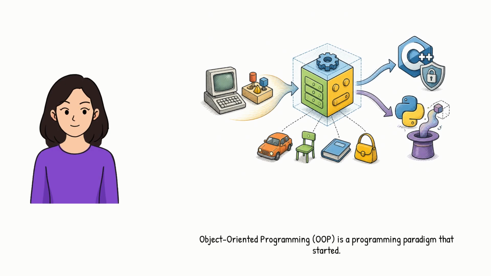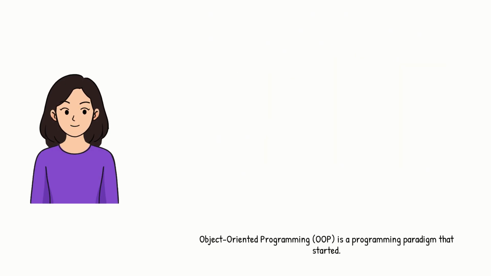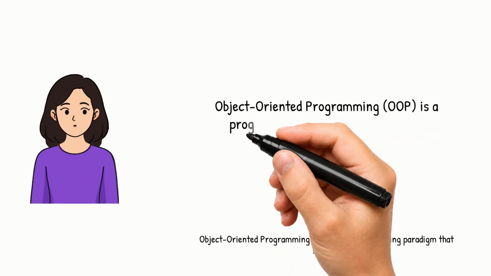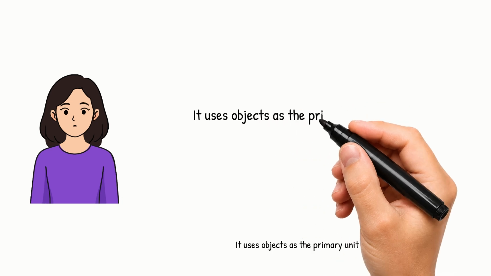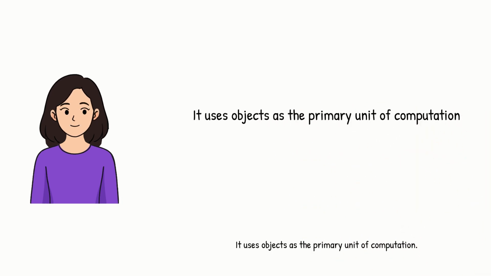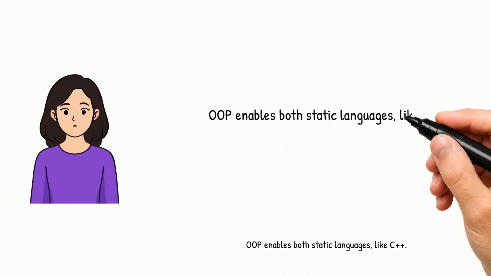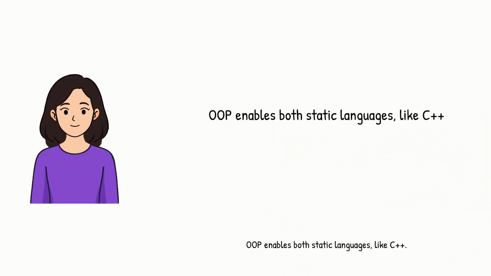Object-oriented programming (OOP) is a programming paradigm that started in the 1960s with languages like Simula and Smalltalk. It uses objects as the primary unit of computation, allowing for type system extensions. OOP enables both static languages like C++, where types are known at compile time, and dynamic languages like Python, where types can be manipulated at runtime.